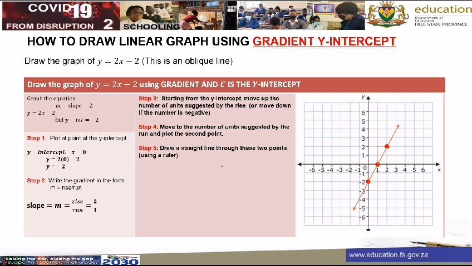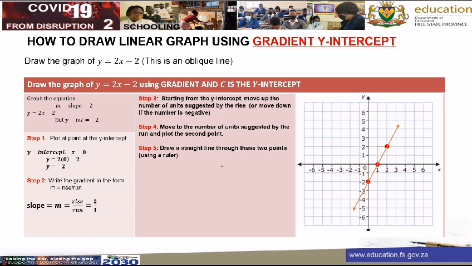Remember, you have plotted the point of the y-intercept. That leads us to step number 3, which states that starting from the y-intercept, you move up because the rise is positive 2. You move up the number of units suggested by that rise, which will be 1, 2, and you'll end up at the point (0, 0).